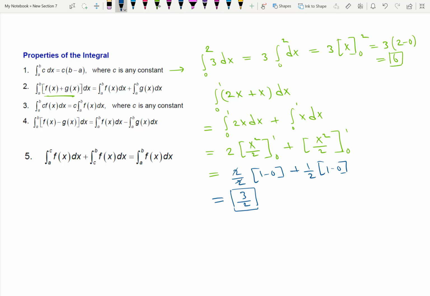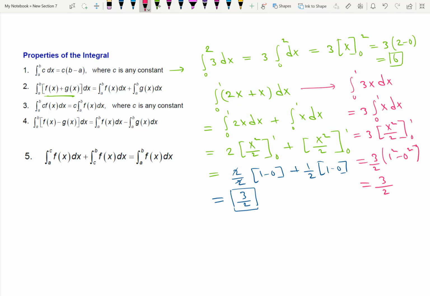Now for this problem, even if we simplify first, so 2x plus x is 3x dx. So 3 times the integral from 0 to 1 of x dx. So if you integrate, it becomes x square over 2, 0 to 1. So 3 over 2, 1 square minus 0 square, which is 3 over 2. So the same answer.